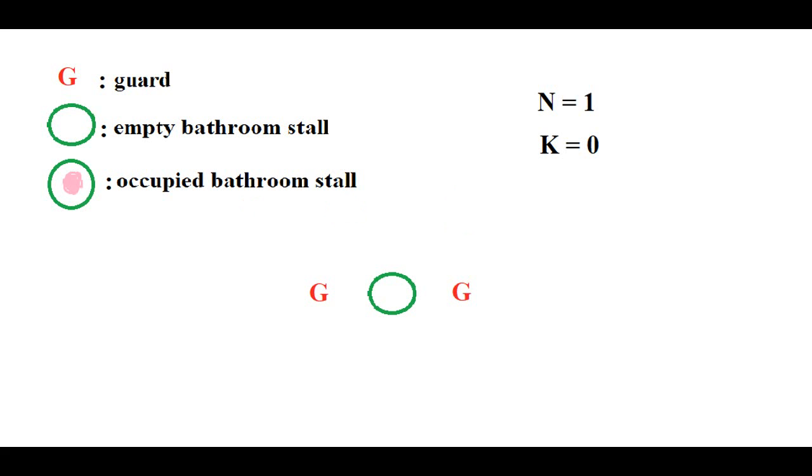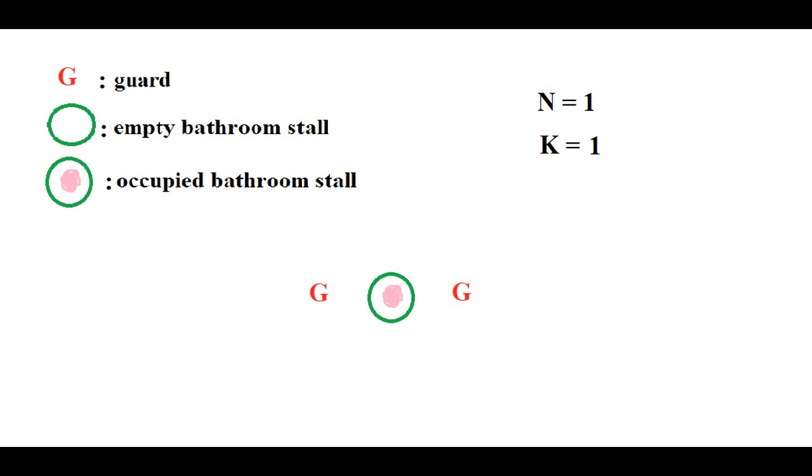Now, let us look at some examples. Here you have an example of two guards guarding, at the leftmost position and the rightmost position, one bathroom stall. Here there are no guests yet. Now we are looking at a very similar example, except this one has one guest. As you can see, K is equal to 1. The guest goes to the unique bathroom stall.